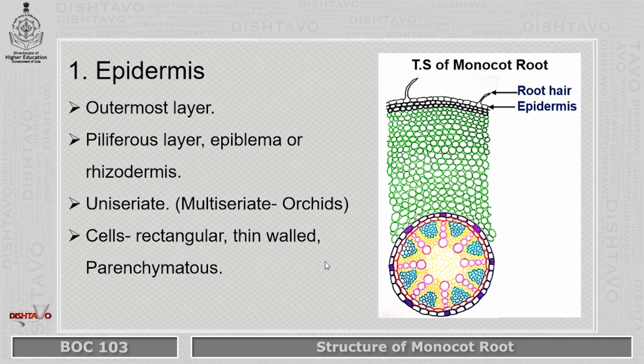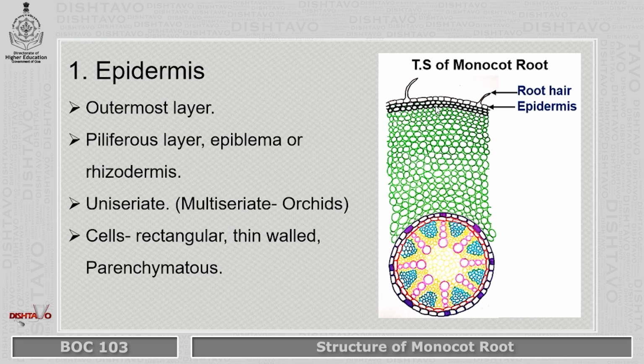The first layer, epidermis. It is the outermost layer. Here you can see in the diagram, this is epidermis. It is also called as piliferous layer, epiblemma or rhizodermis. It is uniseriate. Uniseriate meaning it will consist of a single row of cells. Here you can see in the diagram it consists of a single row of cells.